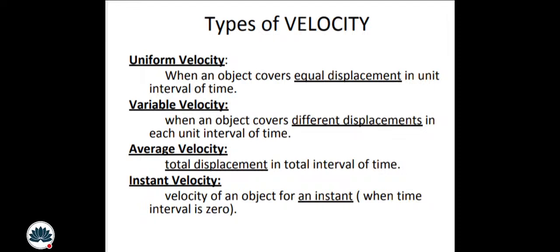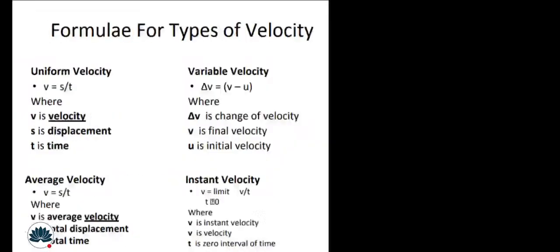Types of velocities. Okay, so there is uniform velocity, when an object covers equal displacement in a unit interval of time. Variable velocity, when an object covers different displacements in each unit interval of time. Average velocity, total displacement in total interval of time. And instant velocity, the velocity of an object for an instant, when the time interval is 0.